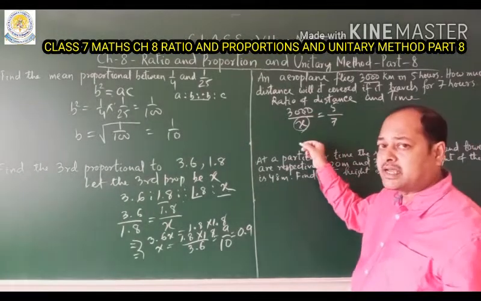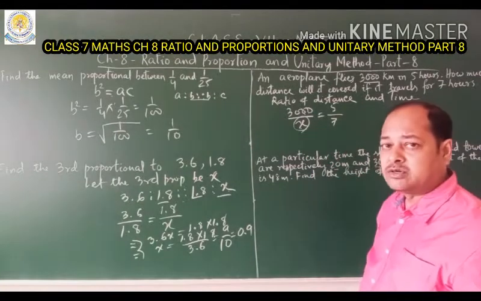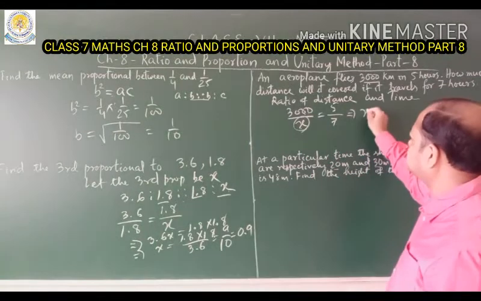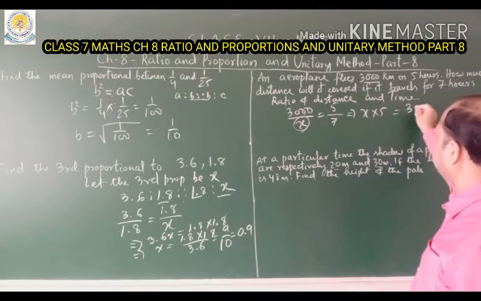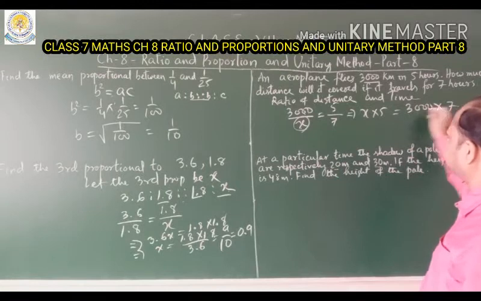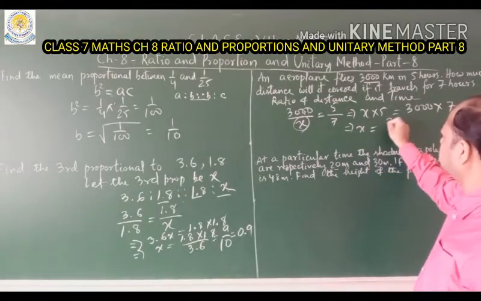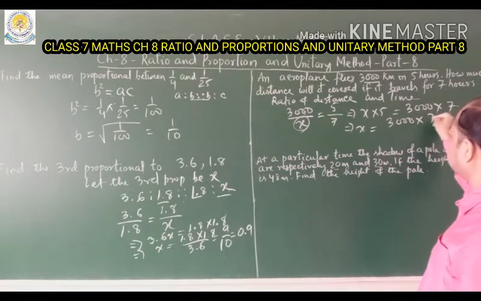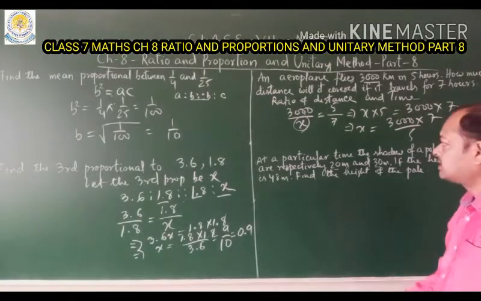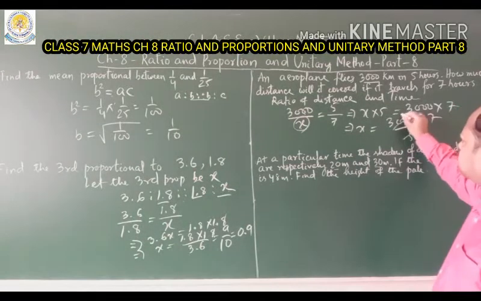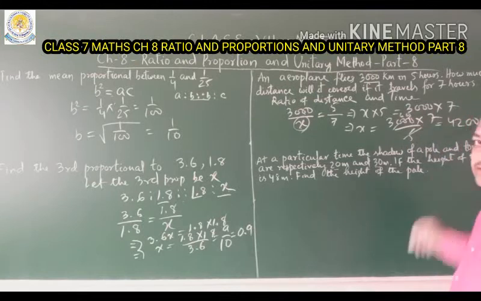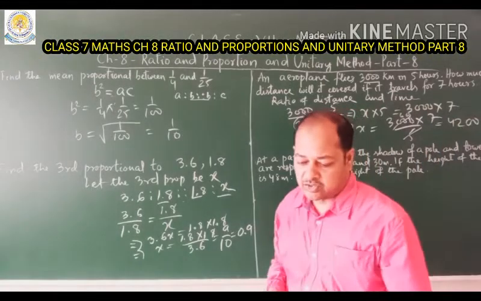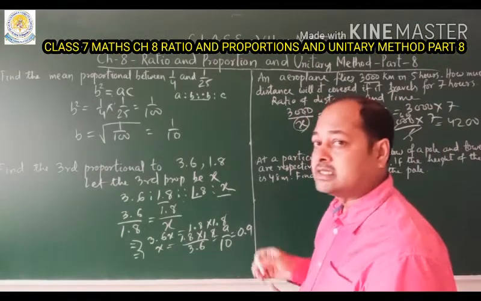Just cross multiply, simplify and find the value of x. So x into 5 equal to 3000 into 7, or x equal to 3000 into 7 upon 5. You can simplify it: 5 sixes are 30, 0 0, 6 7s are 42, so 4200. 4200 kilometers. For 4200 kilometers, it will fly for 7 hours.